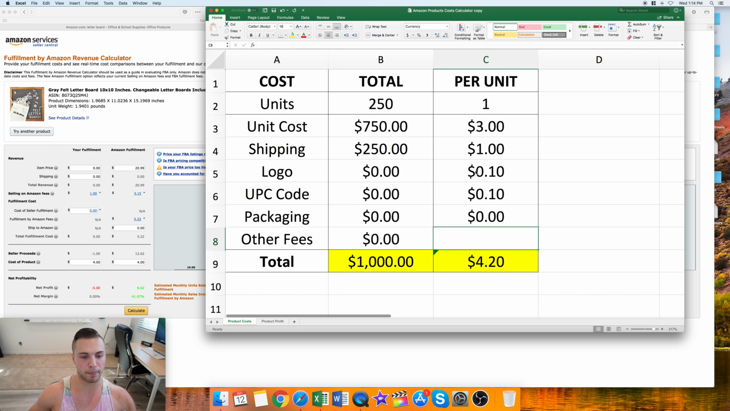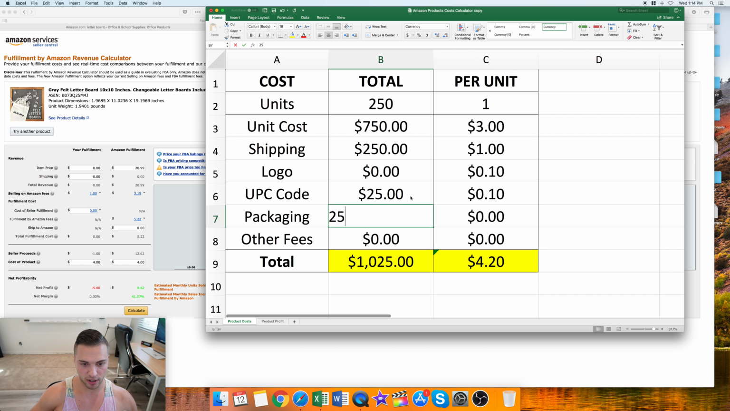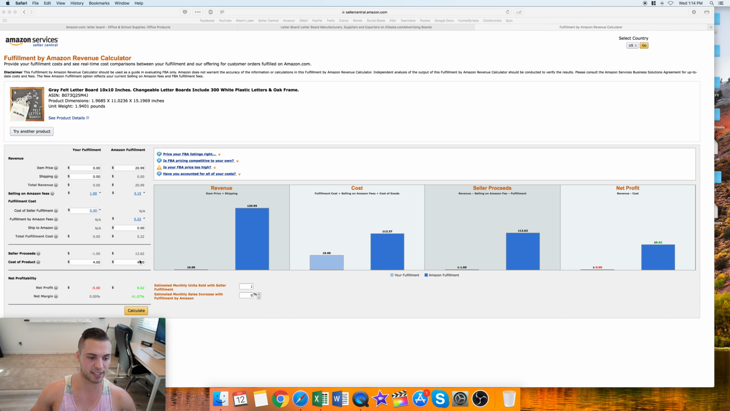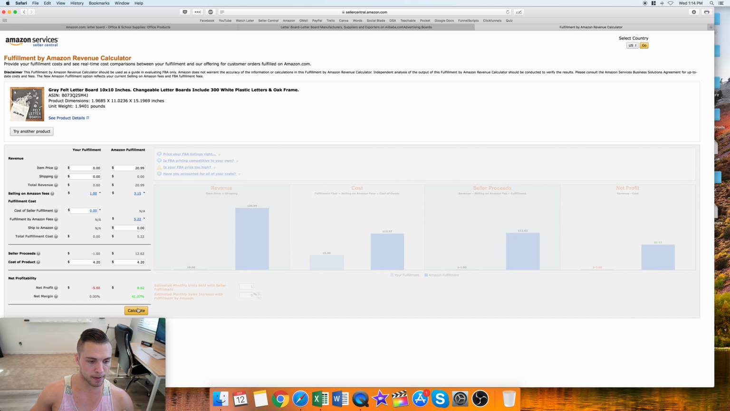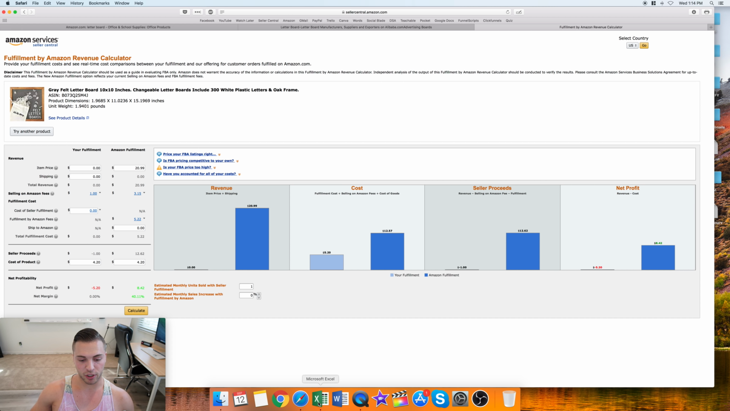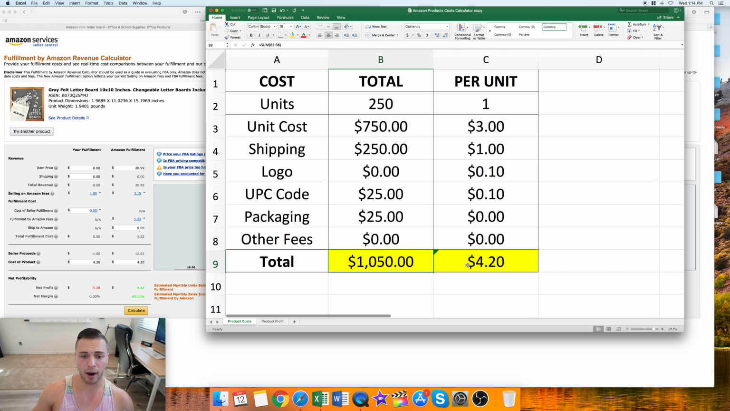Packaging, we're not going to do custom packaging. There's no other fees. So this is going to be $25. So our total is $1,050. Now this is our product cost, $4.20 a unit. So I'll change that on here. So $4.20 a unit.